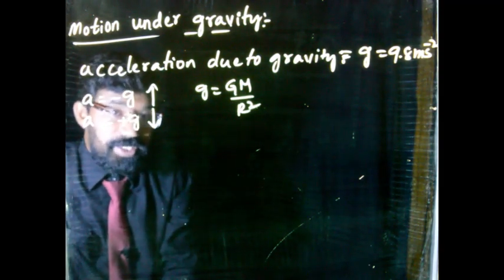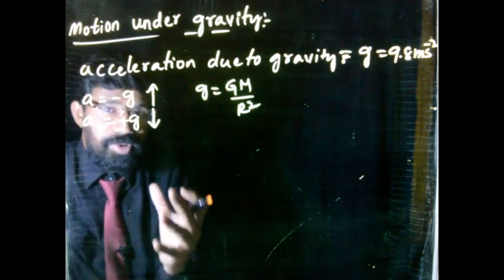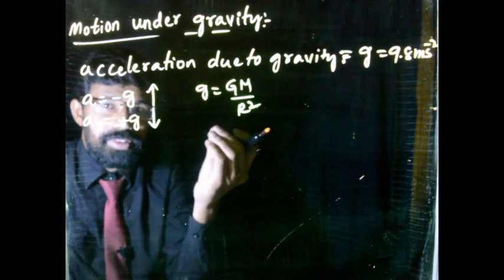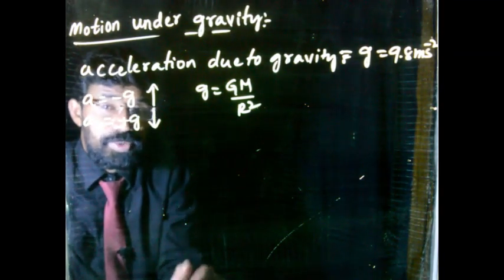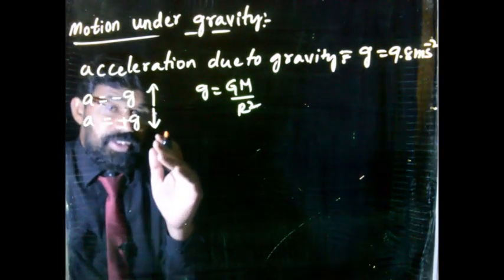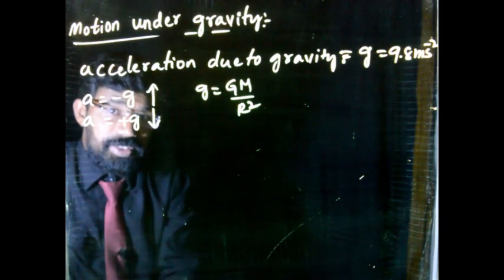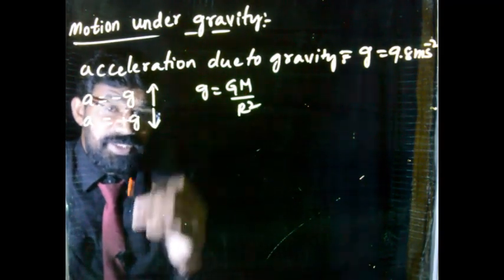So it doesn't matter whether you project a body of huge size or small size, or an iron ball or a piece of paper. All these kinds of objects will experience the same acceleration due to gravity, which is g. If a body is projected from some other planet, their acceleration due to gravity will be different, because that planet's mass will be different, radius will be different.